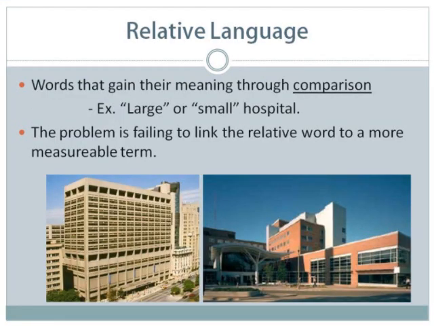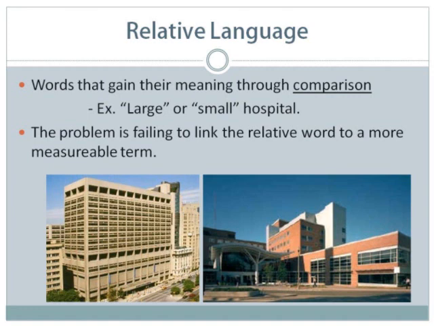Relative words get their meaning through comparison with other words. They are often used to describe any object. However, if the receiver does not have something to compare it to, he or she will not have a complete picture of what the sender is trying to describe. Using relative terms without explaining them can lead to a communication problem or misunderstandings.